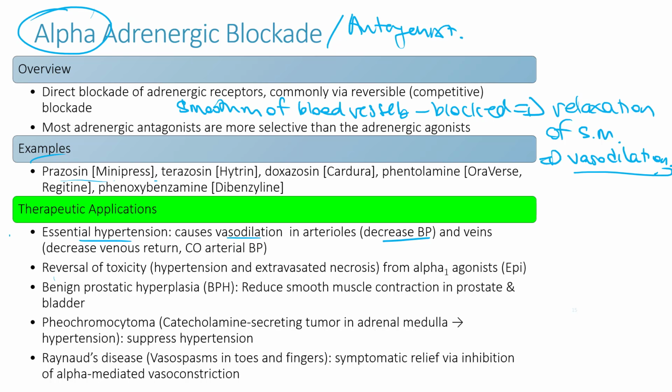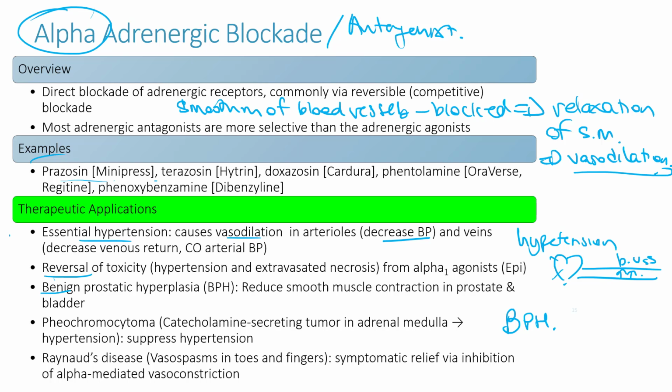Alpha adrenergic antagonists are also used to reverse toxicity from drugs that activate the alpha-1 receptors. It also is used to manage benign prostatic hyperplasia, because what happens in BPH is similar to what happens in hypertension. In hypertension, you have the blood vessels, the pressure in there increasing, and it causes the heart muscle to work harder, right?